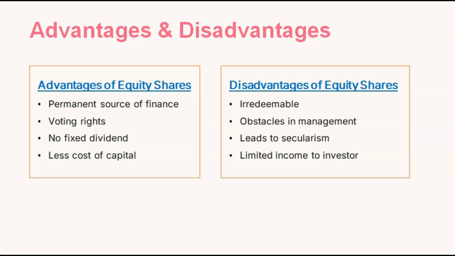Advantages: permanent source of finance. Once a person has purchased equity shares, he will regularly get a share in profits, and there is no redemption, so they will always be members of the company. Voting rights are a very powerful tool. No fixed dividend, so the company has no tension about having to pay dividend, and it's beneficial to shareholders also, because after the distribution of dividend to all other parties they get dividend last, so they may have a larger share if more profits are left after distribution to everyone. Less cost of capital, that cost of capital chapter we have already seen.